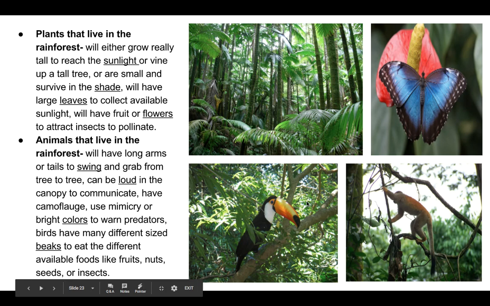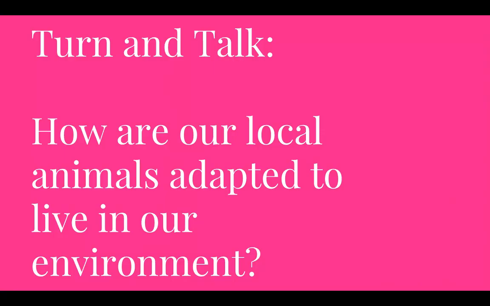So this bird, the toucan, has adapted to eat certain fruits and certain plants so that they have less competition for their food sources. These are all characteristics of plants and animals in a rainforest. So at this time, you need to write down on your paper somewhere, how are our local animals adapted to live in our environment?